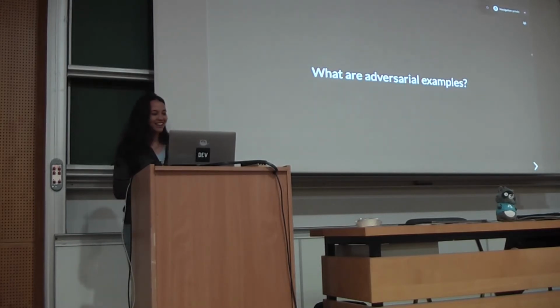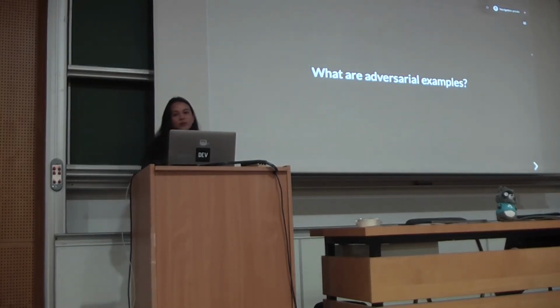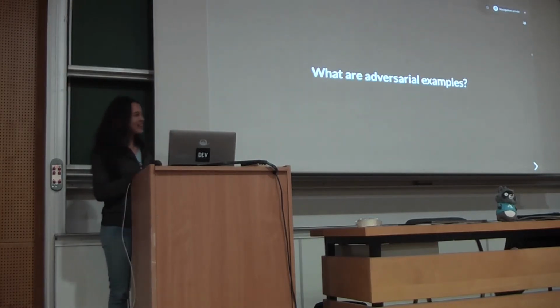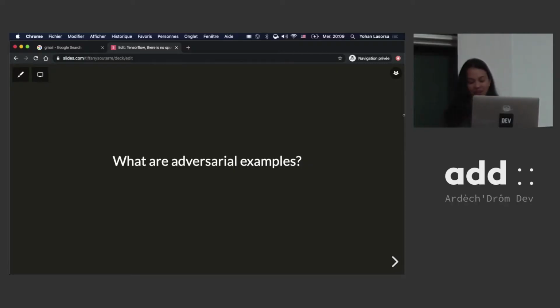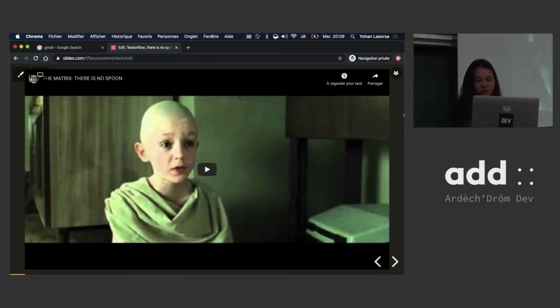All right. So I'm going to talk about TensorFlow, but more generally I'm going to talk about GANs, generative adversarial networks. But first of all, I'm going to ask you one question. Who in this room has not seen the movie Matrix? Oh, so many. Okay. All right. So for those of you who have not seen the movie, I'm going to show you an extract, a little recap.